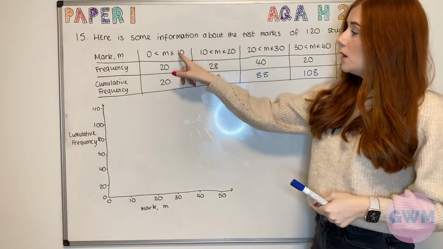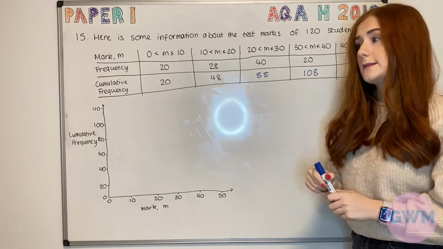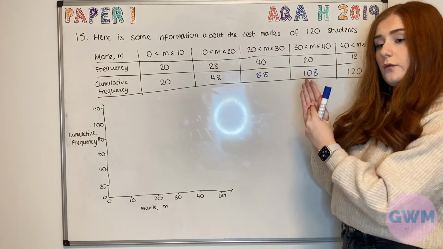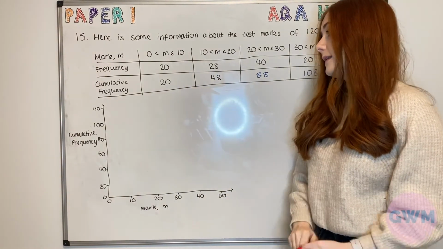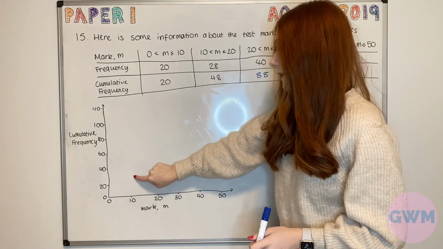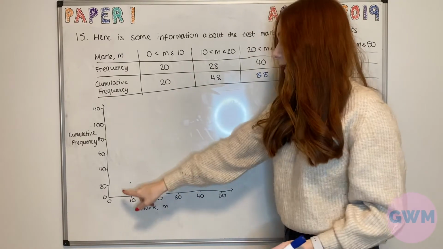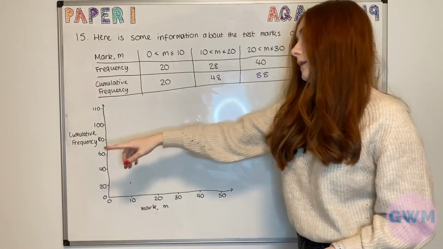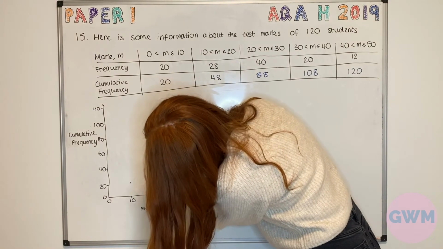So we look at the top bounds. That's what we're going to plot our points at. So we want to plot the point of where those people are less than. So less than 10, sorry, there's 20 people. So we find our marks of 10 and we mark a point there. So at 10 marks, there's 20 people less than it. At 20 marks, 48. Make sure you're doing this nice and accurately on your graphs.